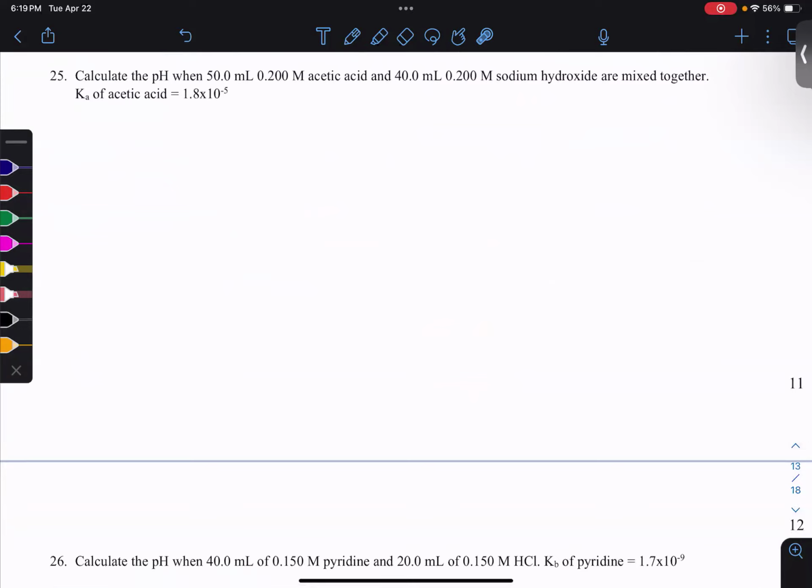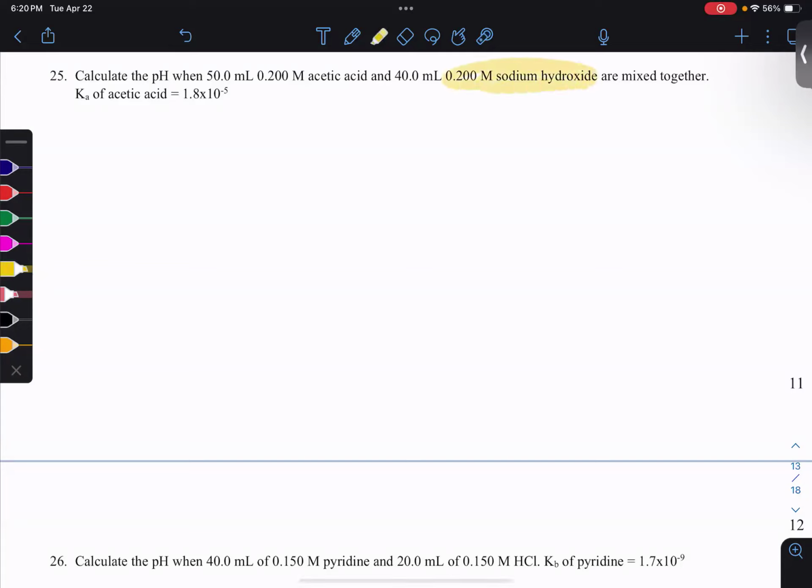Let's talk about 25. Let's read this. Calculate the pH when we mix acetic acid and sodium hydroxide. Ka of acetic acid is that. Do we have to do a BCA table? Yes or no? Who thinks yes? Who thinks no? Okay, we have to do a BCA table. Dang it. How do we know when we have to use a BCA table?